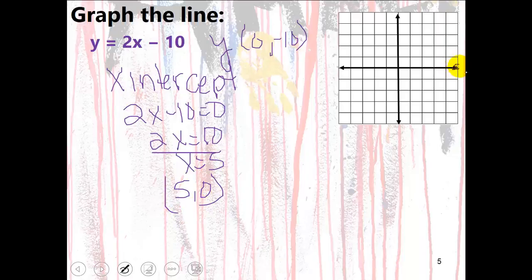And then I'm going to use my slope, which is 2 over 1. I don't have any room to go up, so I'm going to go down 2, 1 to the left, down 2, 1 to the left, and I'm going to connect it like that. And this one is going to go off like that. I'm done. Now we're going to move on to inequalities.